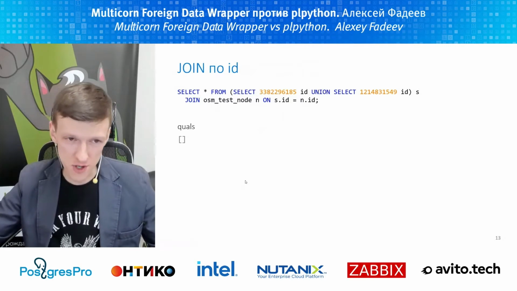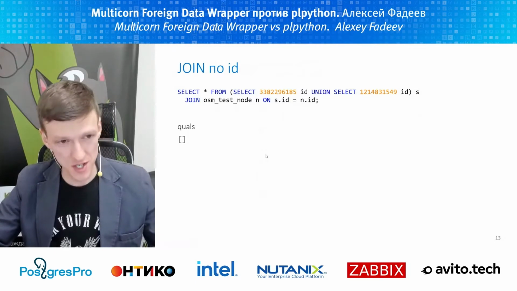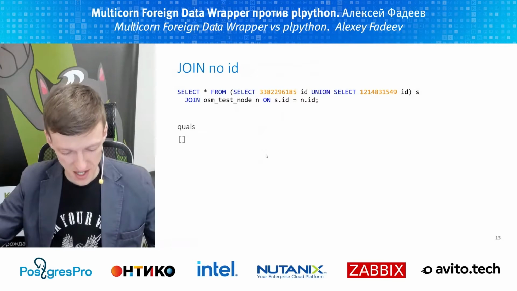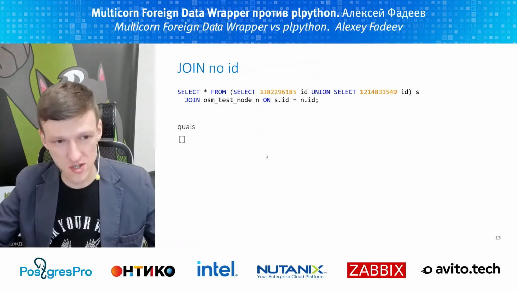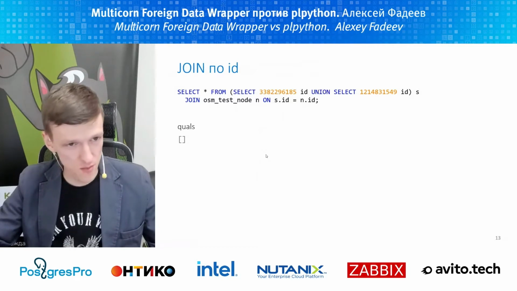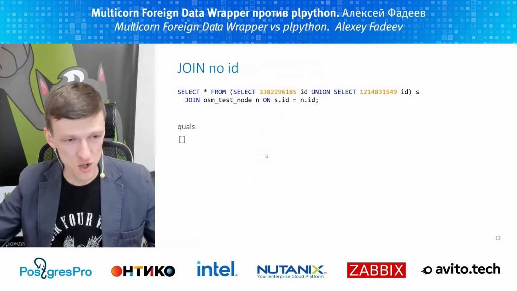You may get all those 10,000 back. If you do this join, this wrapper will return all those 10,000 objects to you, and Postgres does the join and throws away the unnecessary ones. This is not an elegant solution, but it is a viable solution. In REST API, it is not applicable. We cannot get all the data of OpenStreetMap. There are too many of them. That's why we can do nothing here. We cannot do the join.